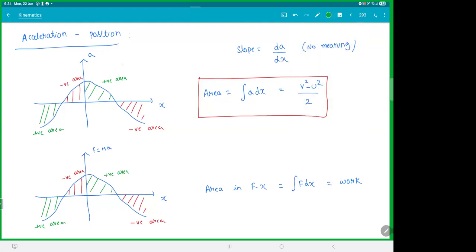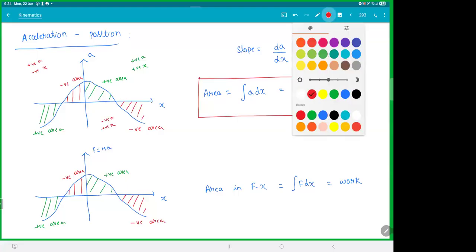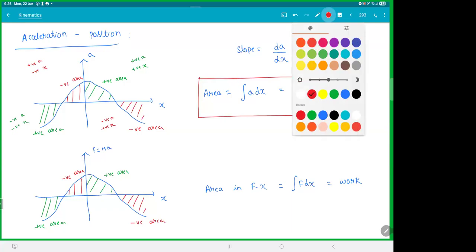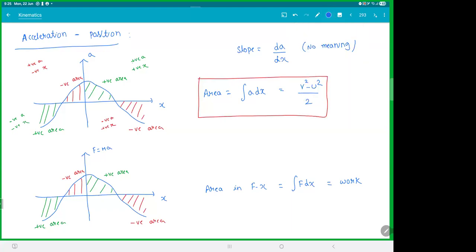And why this is happening is simple. In the first quadrant, both are positive. So here, positive A, positive X. Here it is positive A and negative X. Now you can see that this would be negative A and positive X. And here, negative A and negative X. So A dx. All clear with this?